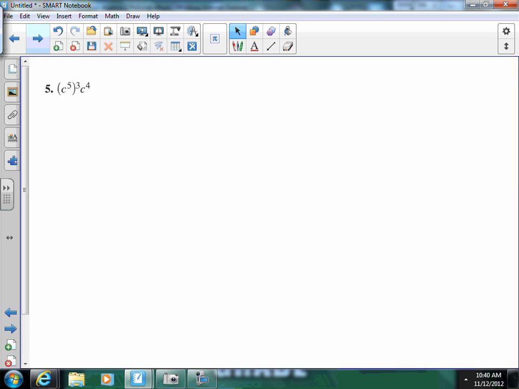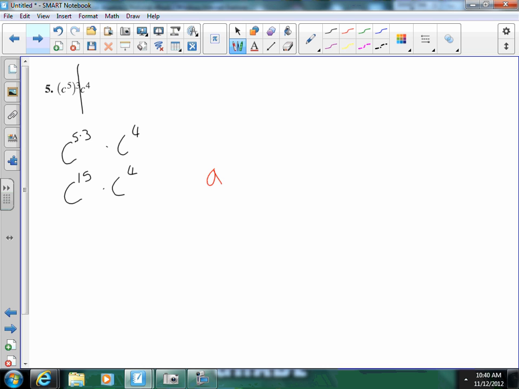Okay, a little more complicated. We've just got two separate terms here. C to the 5th to the 3rd becomes C to the 5 times 3. And we're multiplying that by c to the 4th. That gives us c to the 15th times c to the 4. Now we can use a different rule, which is a to the m times a to the n becomes a to the m plus n. So in this case, I'm going to add c to the 15th plus 4th, which is c to the 19th.